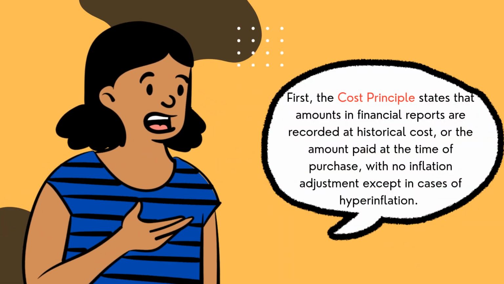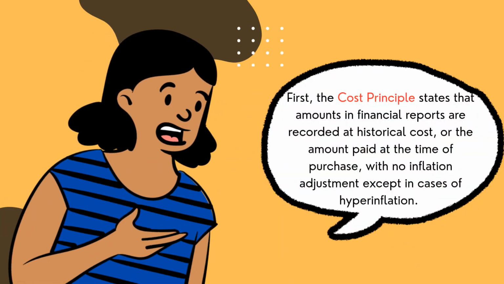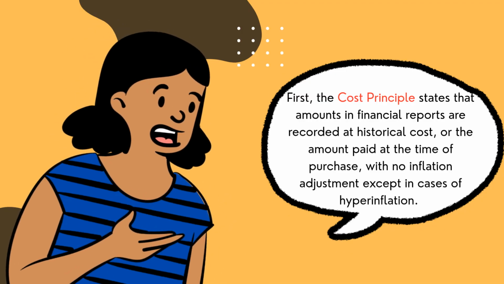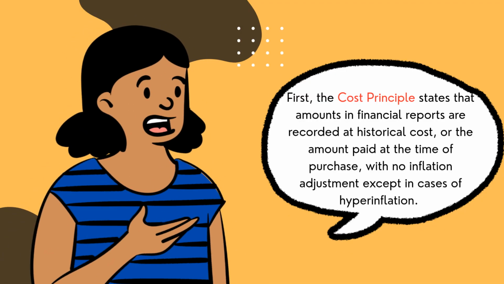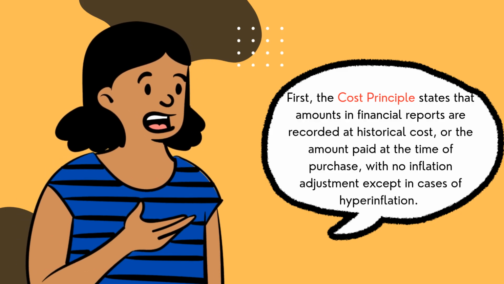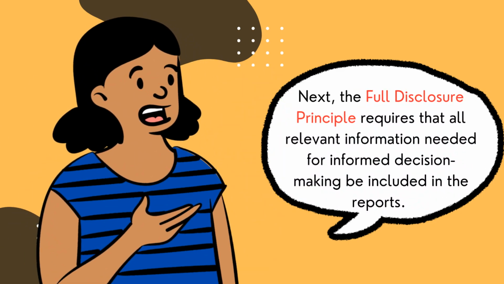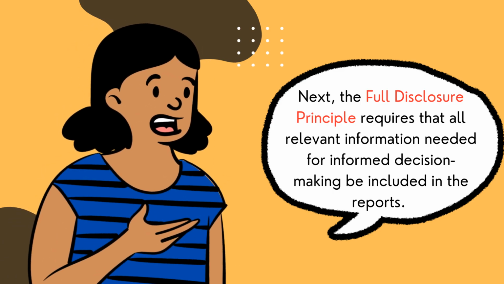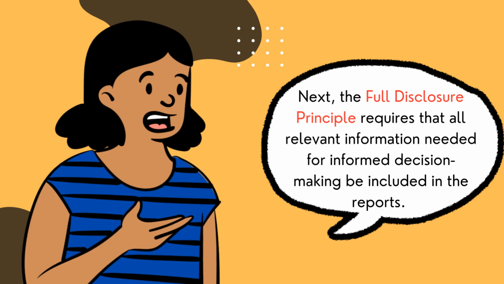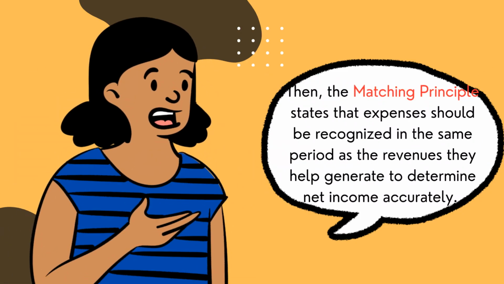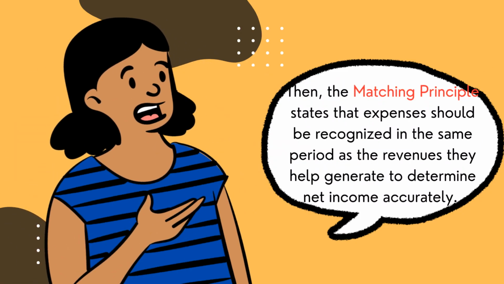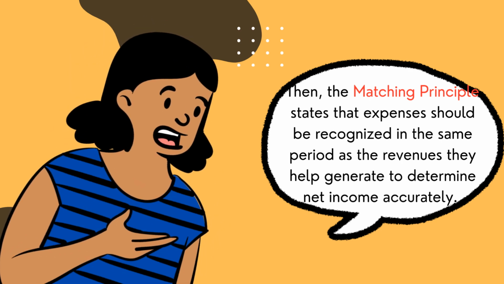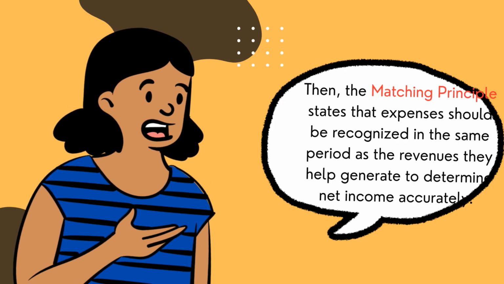First, the cost principle states that amounts in financial reports are recorded at historical cost, or the amount paid at the time of purchase, with no inflation adjustment except in cases of hyperinflation. Next, the full disclosure principle requires that all relevant information needed for informed decision-making be included in the reports. Then, the matching principle states that expenses should be recognized in the same period as the revenues they help generate to determine net income accurately.